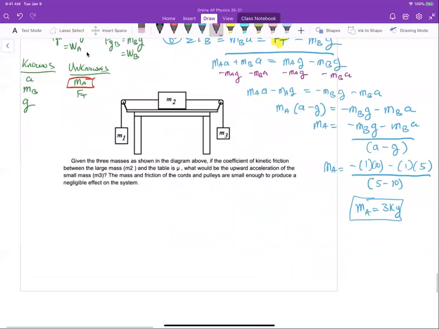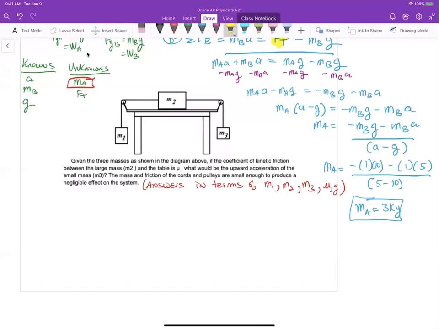Last problem. I should have told you, this is my fault, to have your answers in terms of M1, M2, M3, mu, and g. Very common in an AP exam type question, no numbers, just symbols.